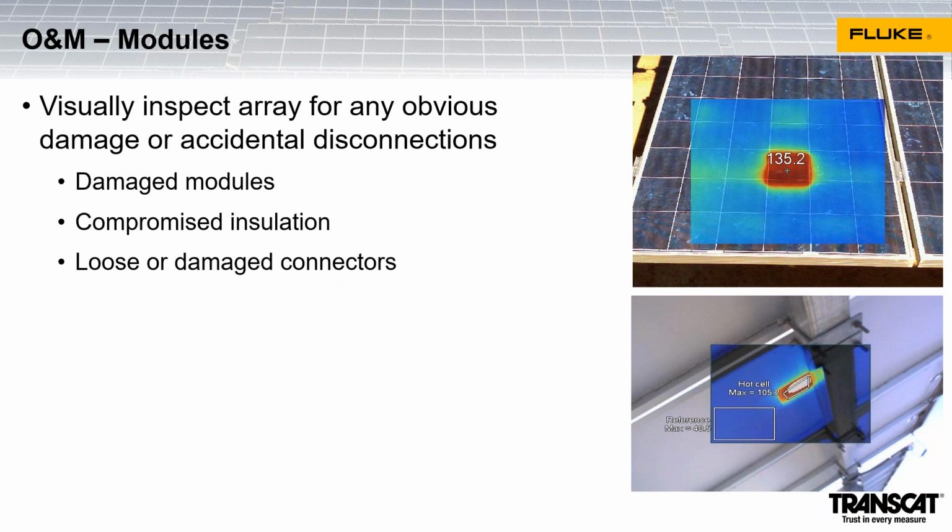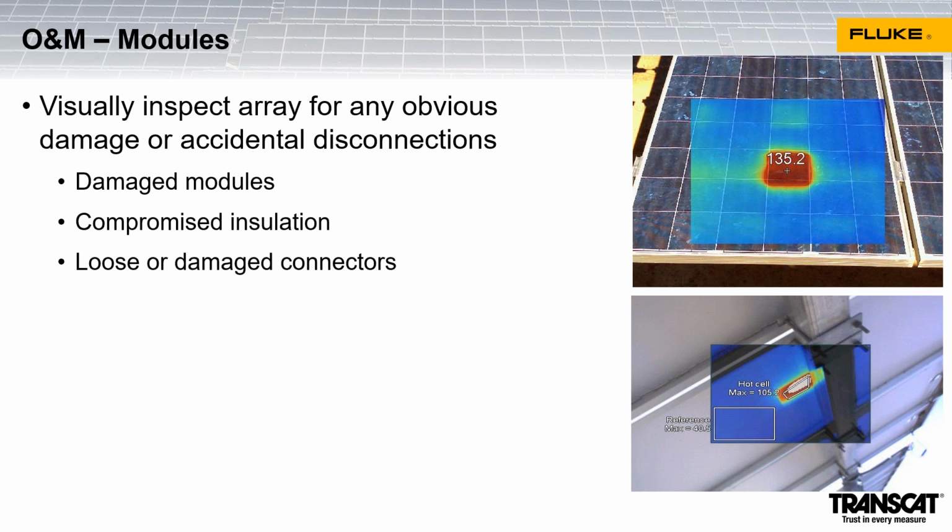Modules are one of the main sources of problems when we get into the operations and maintenance stage of the operational life of our system. Visual inspection is the first place to start. It's very easy to see burnt out connectors. It's easy to see cells that have damage that has led to browning of the back sheet, or we can even see it sometimes on the front of the module.